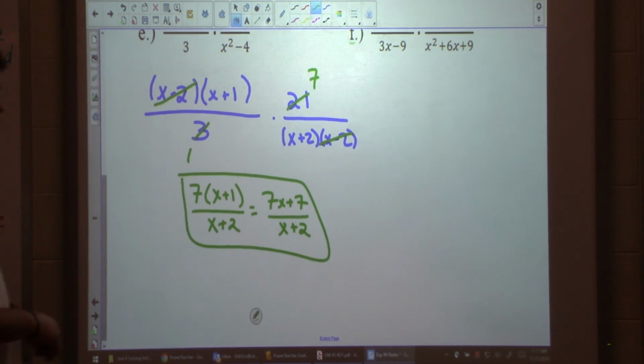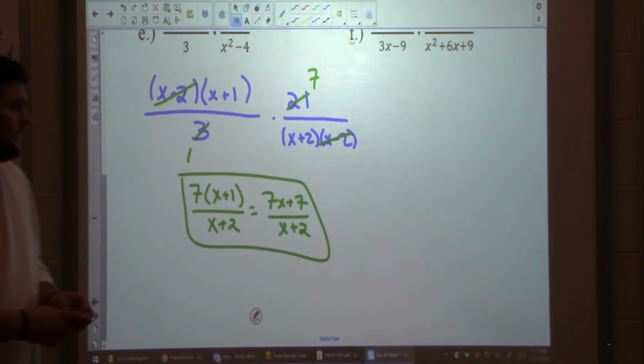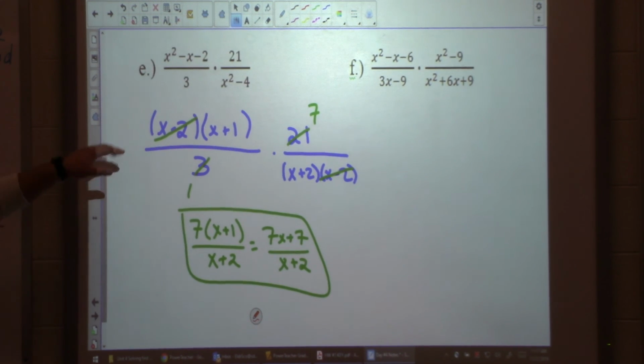Okay. One more multiplying, then we'll get to dividing. And dividing, if you can get multiplying, you can get dividing. It's perfectly fine. Okay? Factor first. Numerator over here.